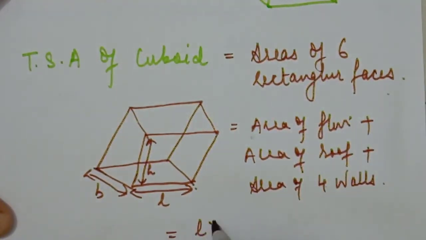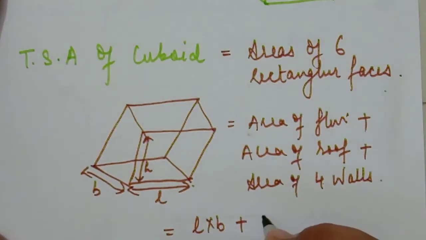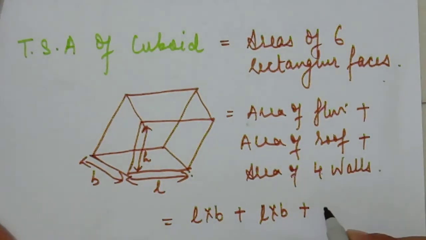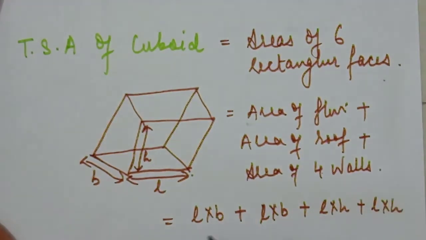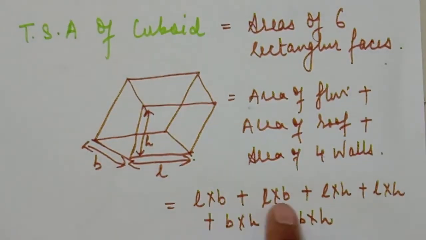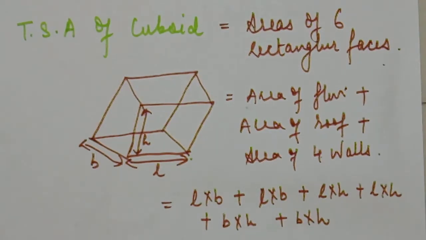The floor's area is length into breadth, because only two dimensions, length and breadth, are present in our floor. And the roof is the same, length into breadth. For the four walls, one wall is length into height, the opposite wall is also length into height, one wall is breadth into height, and the opposite is breadth into height. So these are the areas of 6 rectangular faces.